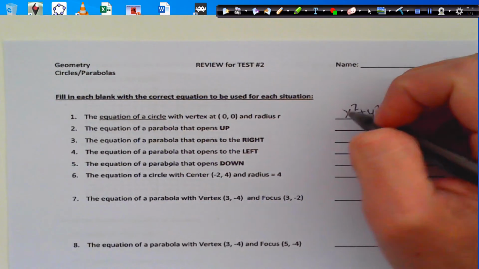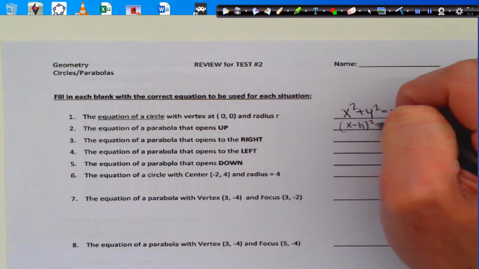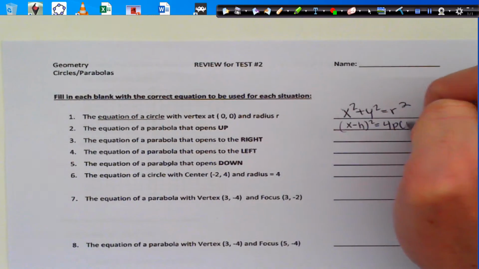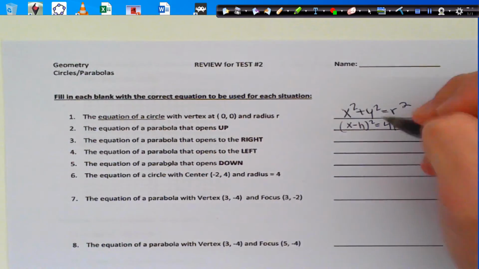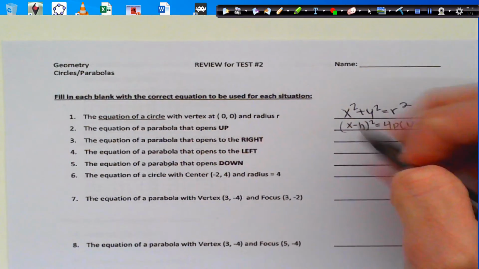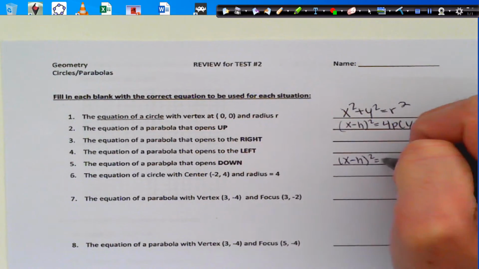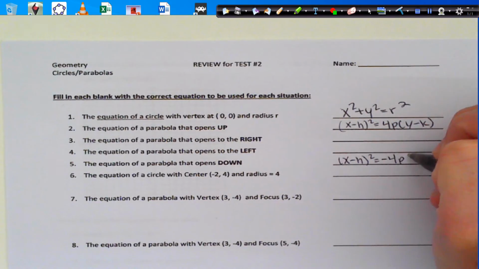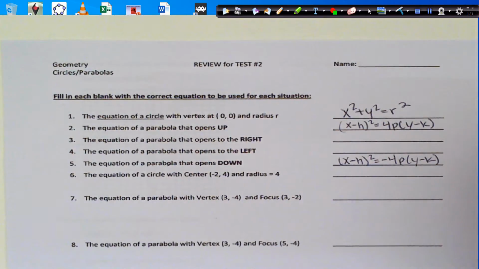Okay, going up, so that's going to be an x squared, so x minus h squared equals 4p y minus k. Notice the 4p is positive, x is being squared. Versus down at the bottom, we're going to still do x squared, but this time it's a negative 4p. So if it's up or down, you're always going to square the x. Up, positive 4p, down, negative 4p.